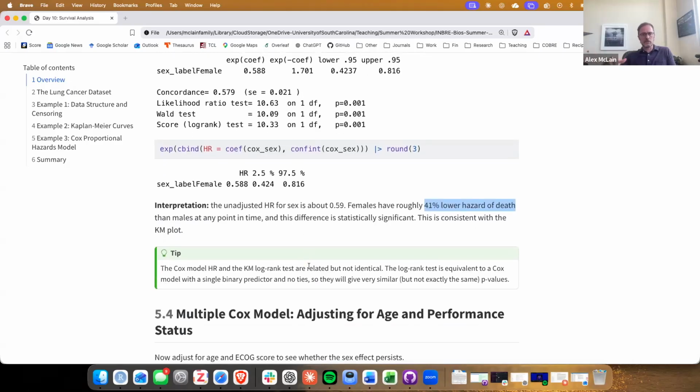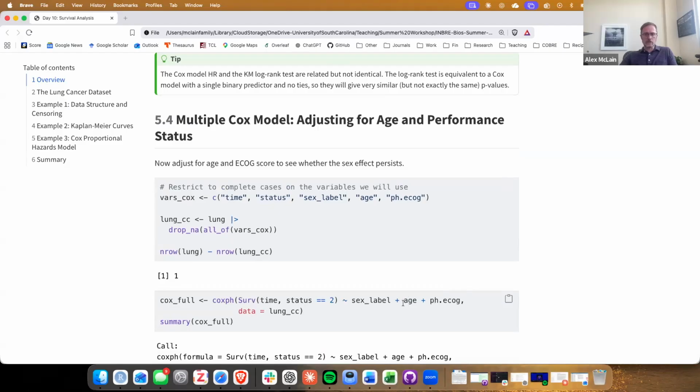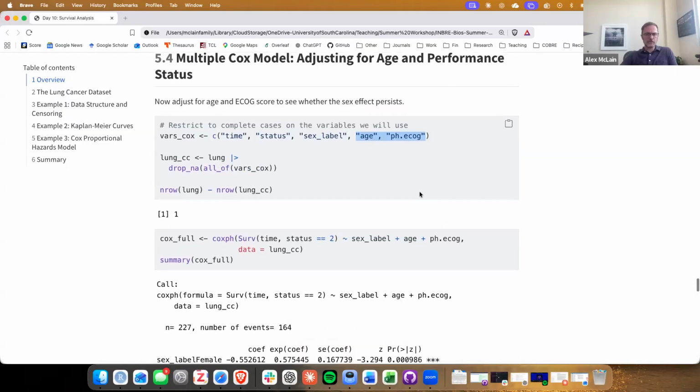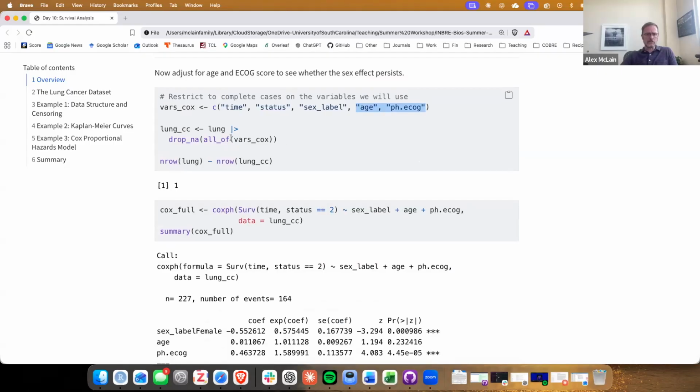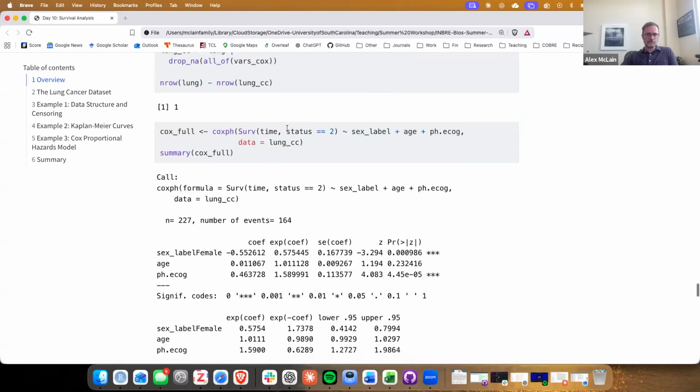All right, let's move this forward. What we're interested in is not just using sex, but actually adjusting for some other variables. So here I'm going to look at age, and I'm going to look at this ph.ecog variable. I'm going to create a data set that only has complete cases, so get rid of anybody that has any missing values there. This only drops one person, which is nice. The weight variable has more missingness, so it's nice to only lose one person that has a missing value somewhere in here.